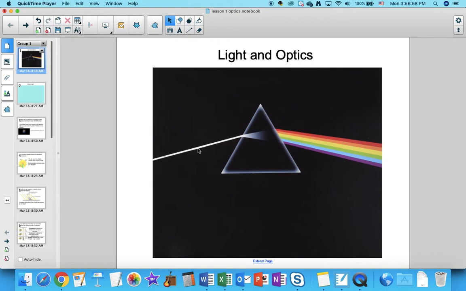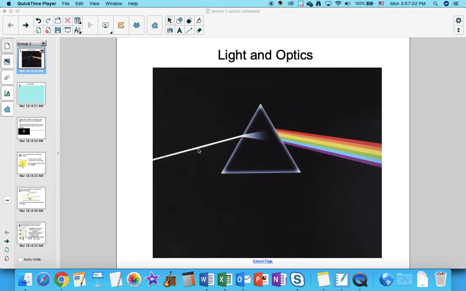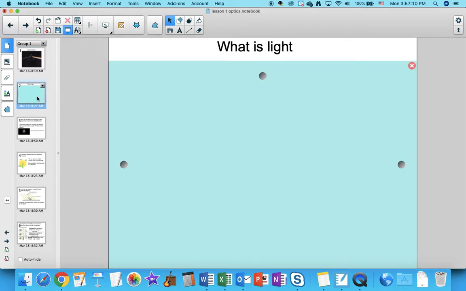You're watching the first lesson on light and optics. In this lesson, we'll be talking about what light is, where light comes from, and in the rest of the unit, we'll be talking about how we use light to see things. So, before we properly start, I'd ask the question, what is light? Ask yourself, what is light? Because it's something we take for granted. So hopefully you pause the video.